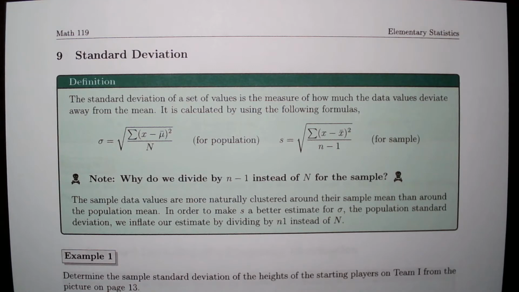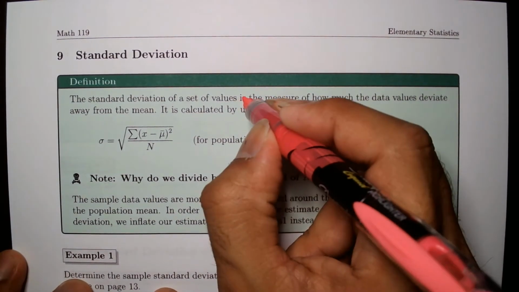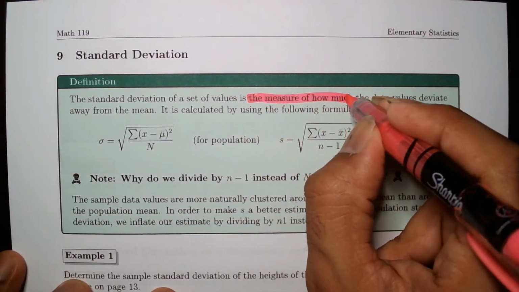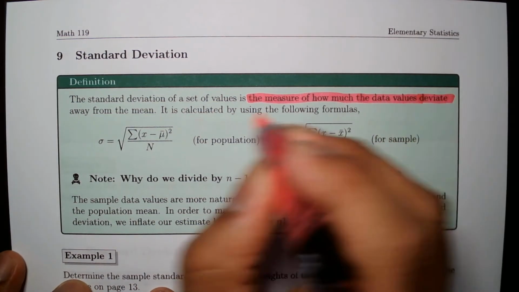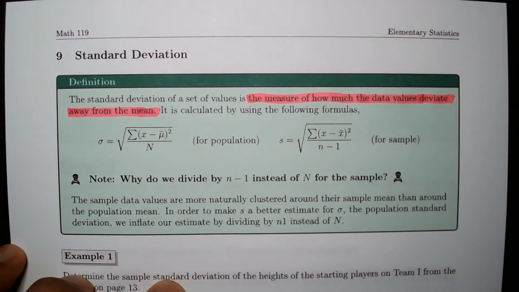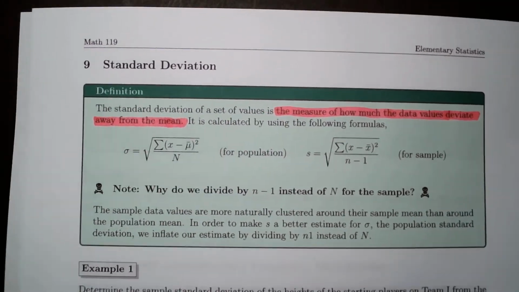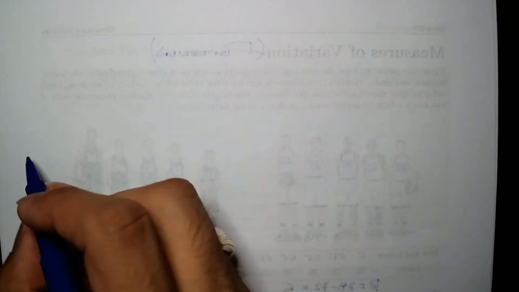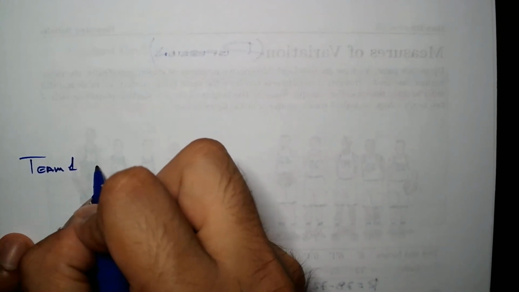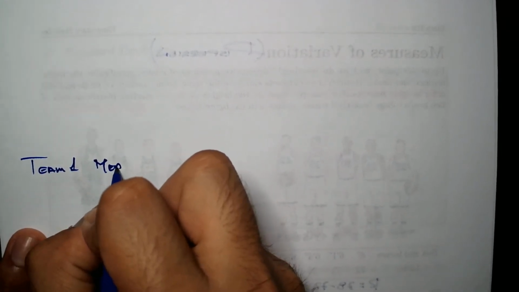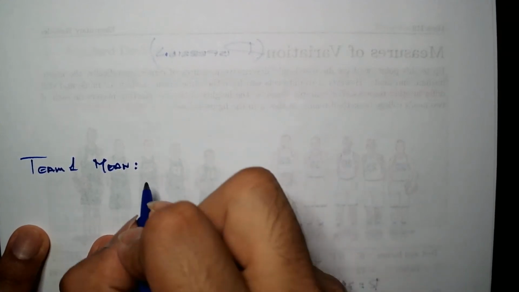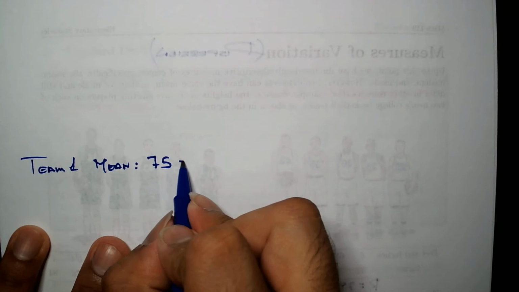So, again, what calls my attention the most is the measure of how much the data values deviate away from the mean. Let me use the back side of the page to illustrate again the case of the basketball players. Team 1 has an average, or mean, of 75. Actually, both have the same mean.